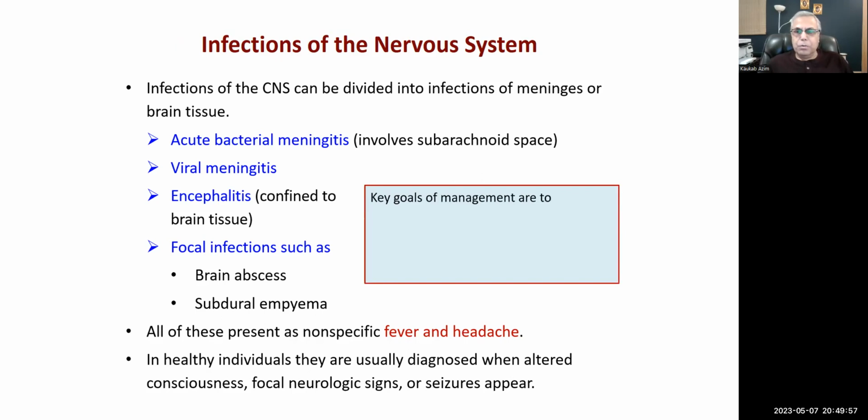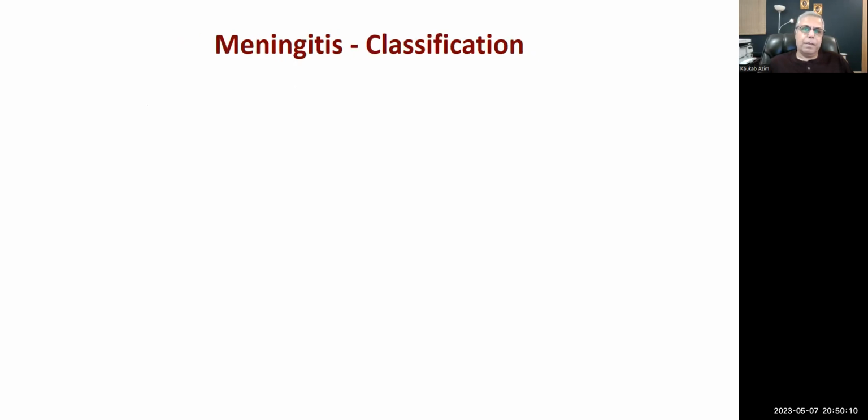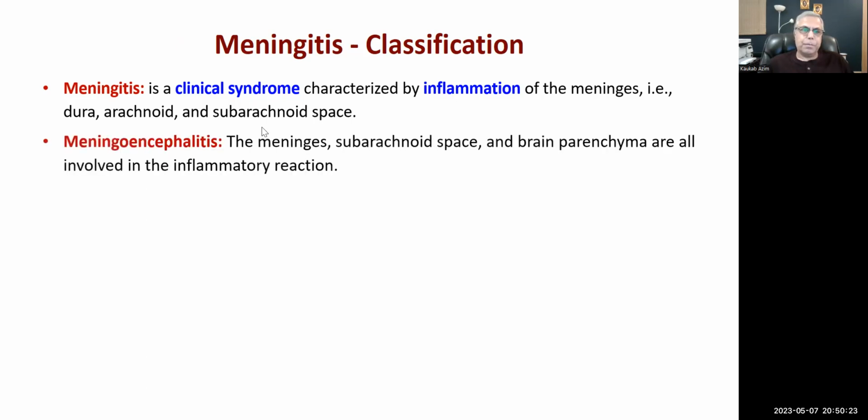Now, the key goals of management are to distinguish between these conditions, identify the responsible pathogen that you do with CSF examination, and initiate antimicrobial therapy. Now, the classification of meningitis: it is a clinical syndrome characterized by the inflammation of the meninges, dura, arachnoid or subarachnoid space. Meningoencephalitis: the meninges, subarachnoid space, and the brain parenchyma are involved in the inflammatory reaction.